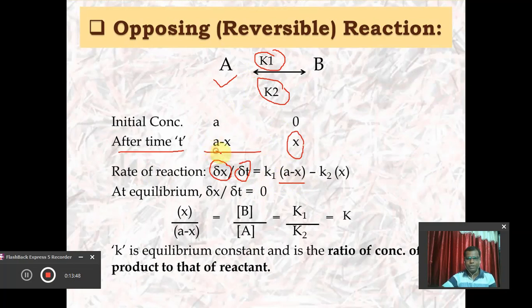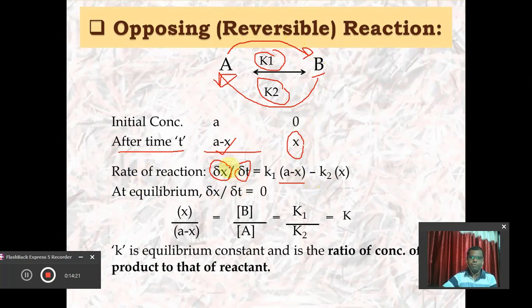What is the concentration of reactant after time t? It is a minus x, minus K2, the rate constant of the backward reaction, into the concentration of B. For the decomposition, B will act as a reactant, and its concentration is x at time t. So K1 is the rate constant for the forward reaction and K2 is the rate constant of the backward reaction. The difference of these two gives you the rate of reaction.